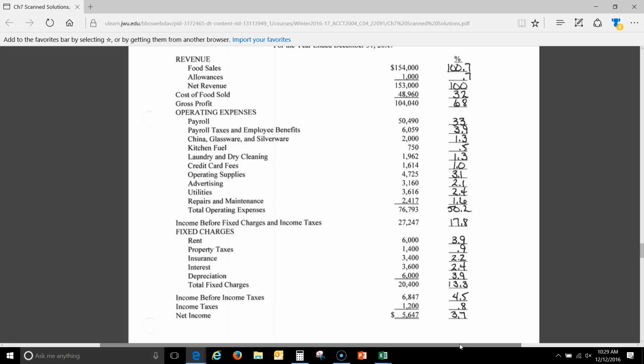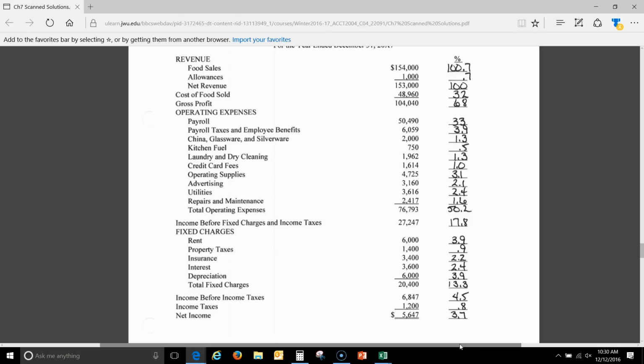So then we can take these individual numbers for the percentages and compare those to last year. So let's say that maybe last year our percentage for cost of food sold was 33%. Are we doing better or worse this year? Better, because last year it was 33 cents per dollar. This year it's only 32 cents per dollar. So we're becoming more profitable on our main service of selling food. You get the idea here? Okay. Now, once we put it into percentage format, then we can actually start comparing year after year.